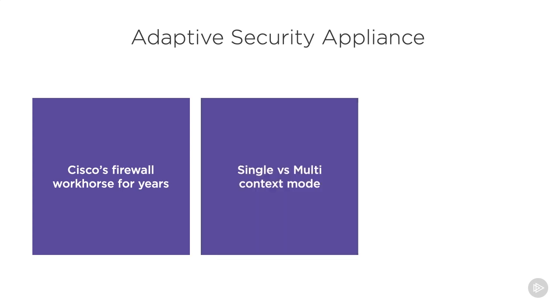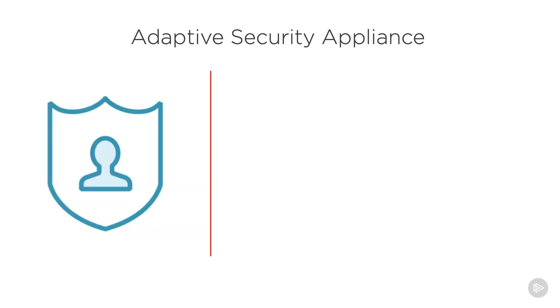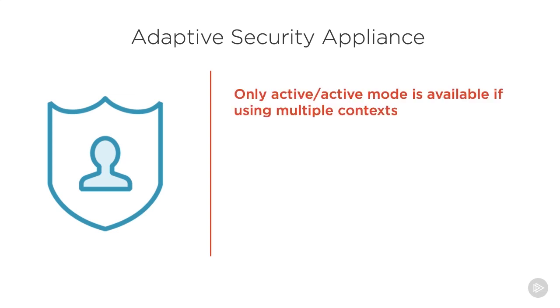ASAs can be configured either in single mode or what's called multi-context mode. Multi-context mode allows us to partition an ASA into more than one virtual ASA. Each of these virtual ASAs are called security contexts, hence the name multi-context mode. What's cool about this feature is that it allows us to mimic several different standalone ASAs virtually, reducing the amount of hardware that we need to purchase. But one important thing to note, and this is in regards to high availability, is that even though ASAs can do both active-active and active standby deployments, if you're running single mode, you're not able to utilize active-active mode. This HA type is only available if you are using multiple contexts.